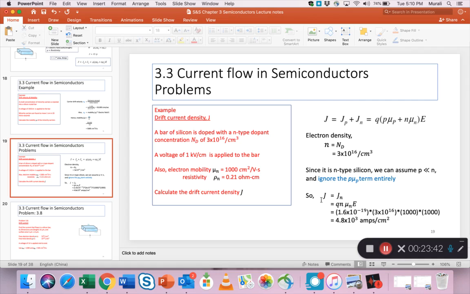So basically we are reducing J to Jn, and then these four factors are still important: q, n, mu n and E, and we plug all of those in and we come up with this value of 4.8 times 10 to the power amps per centimeter square. Remember, this is density, this is not just current. Now if they had given us the area in square centimeters, then we could have multiplied the two and gotten full amps, but this is just amps per centimeter square of silicon. Okay. Alright, so that was one problem.